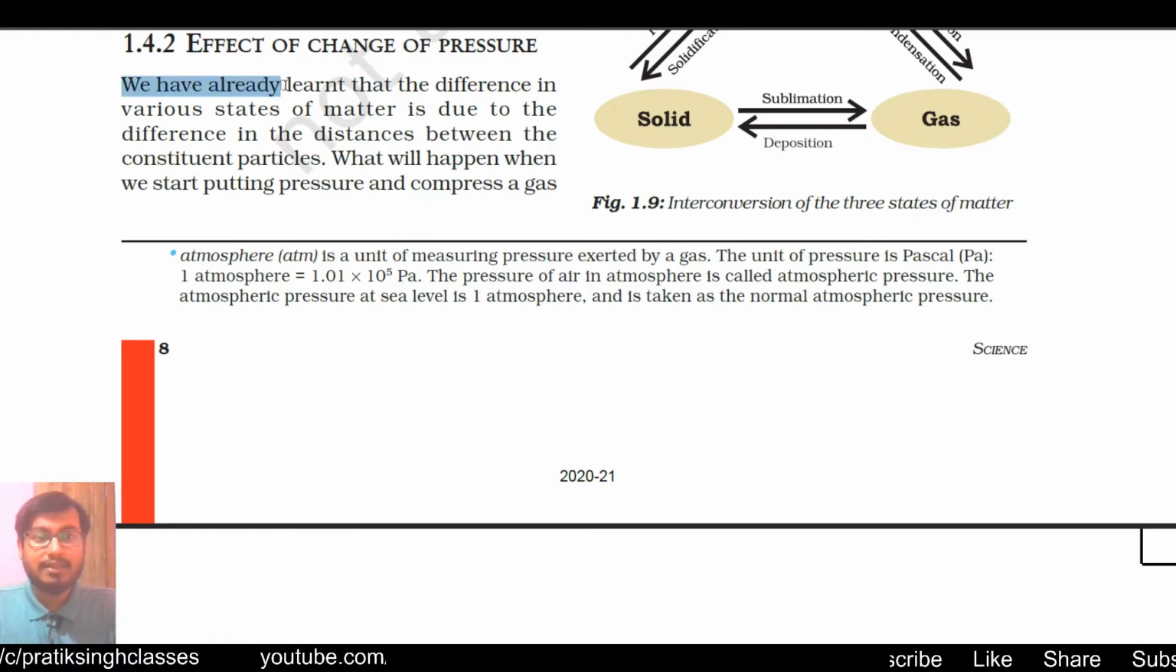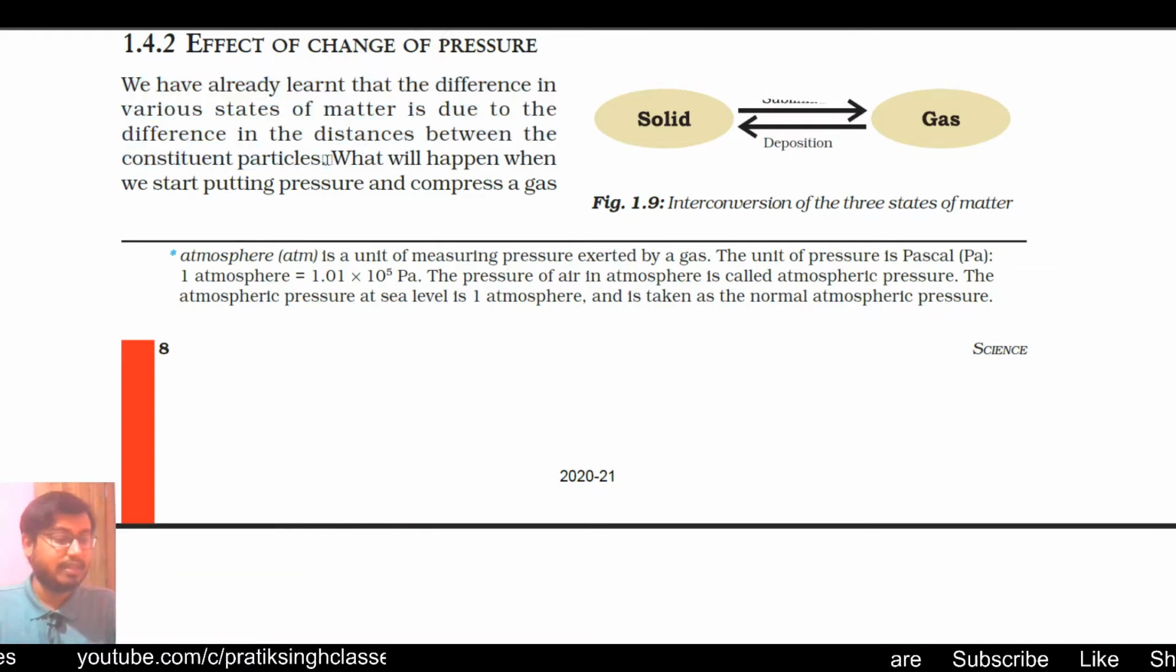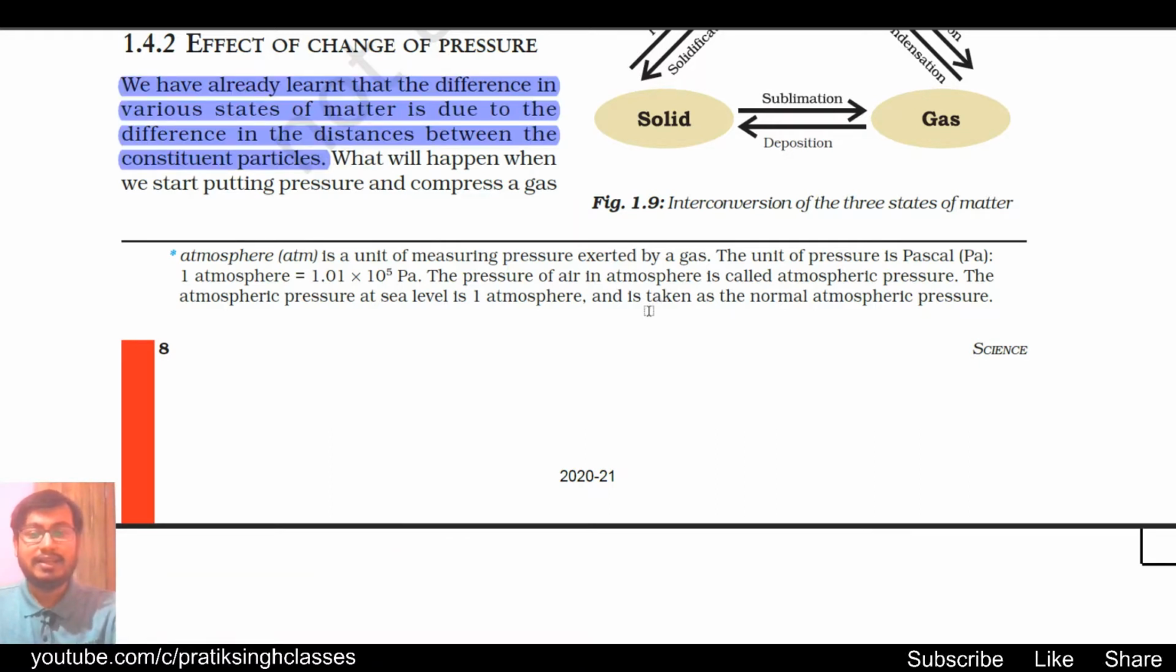We have already learned that the difference in the various states of matter is due to the difference in the distances between the constituent particles. We know very well that if the distance between the particles is very small, the matter will be solid. If the distance increases further, it will be liquid, and if the distance between the constituent particles is very high, it will be in the gaseous state.